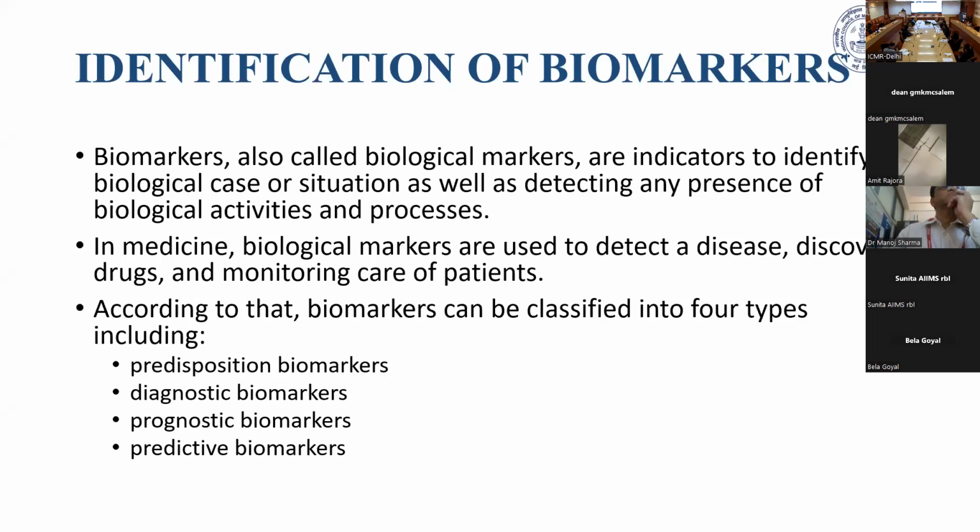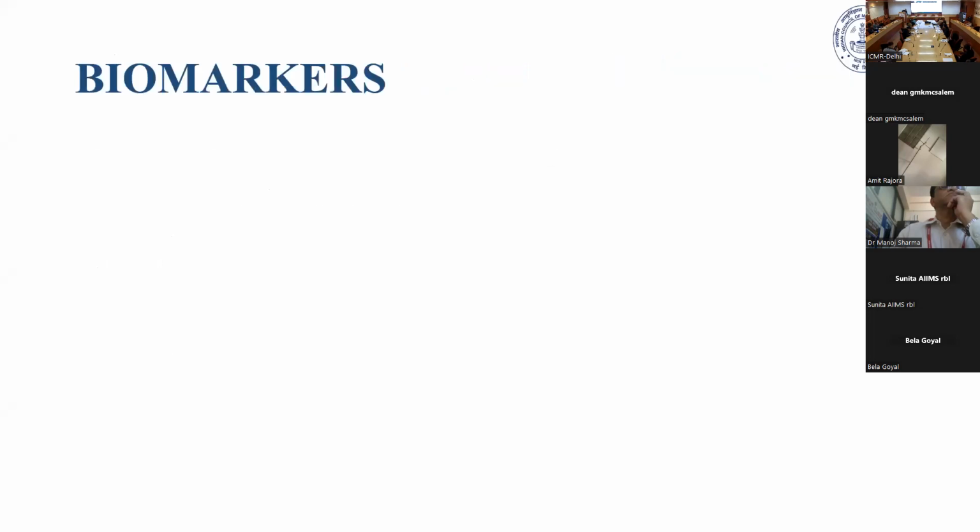Okay, so based on what you are trying to see with the biomarker, you can have predisposition biomarkers, you can have diagnostic biomarkers, you can have prognostic biomarkers, and predictive biomarkers. So based on your study design, what you are trying to give as the conclusion, you have to choose the appropriate markers. And based on that, you choose the appropriate technique for the study.